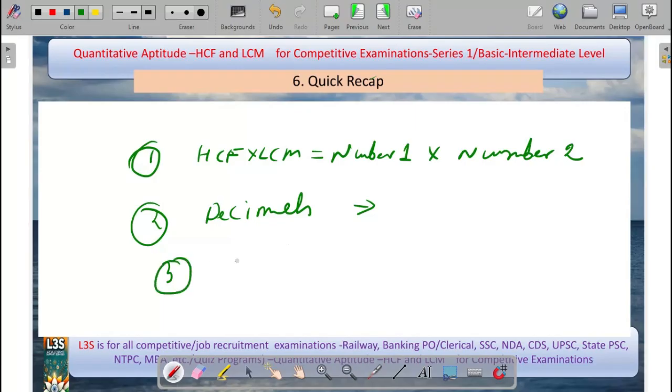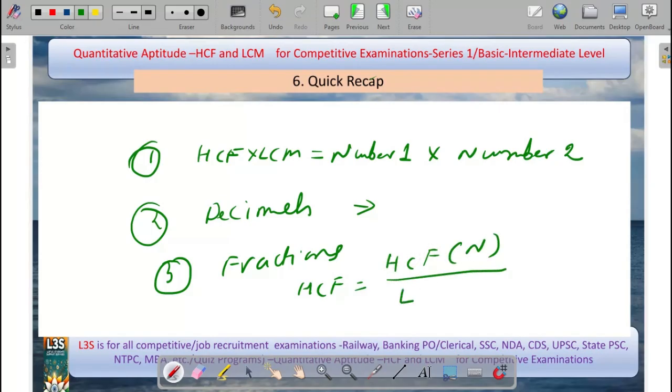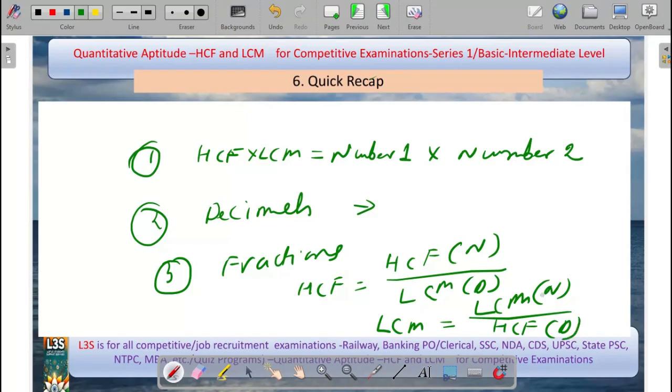Then another one is the HCF and LCM of fractions. Here the important formula is: HCF will be HCF of numerators divided by LCM of denominators. And if we have to find out LCM, first we find the LCM of numerators, divided by the HCF of denominators. So this way we have to do it for fractions.